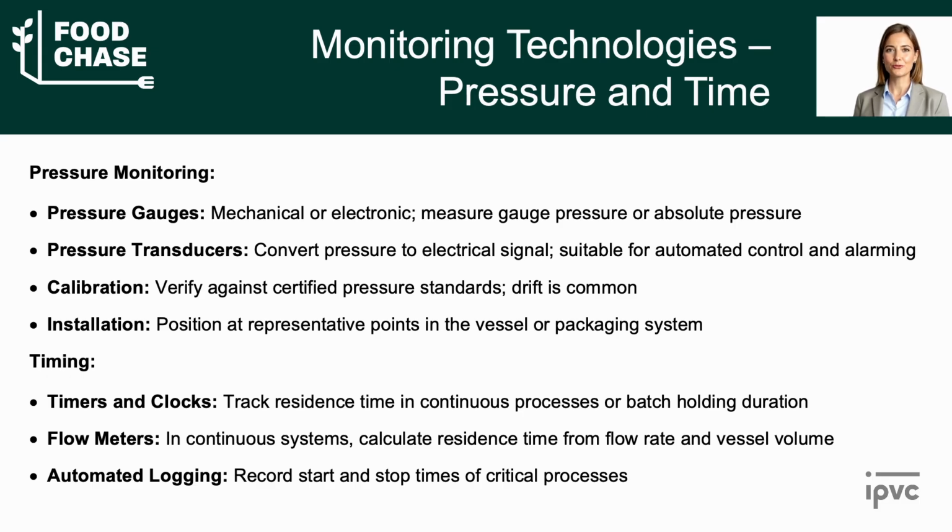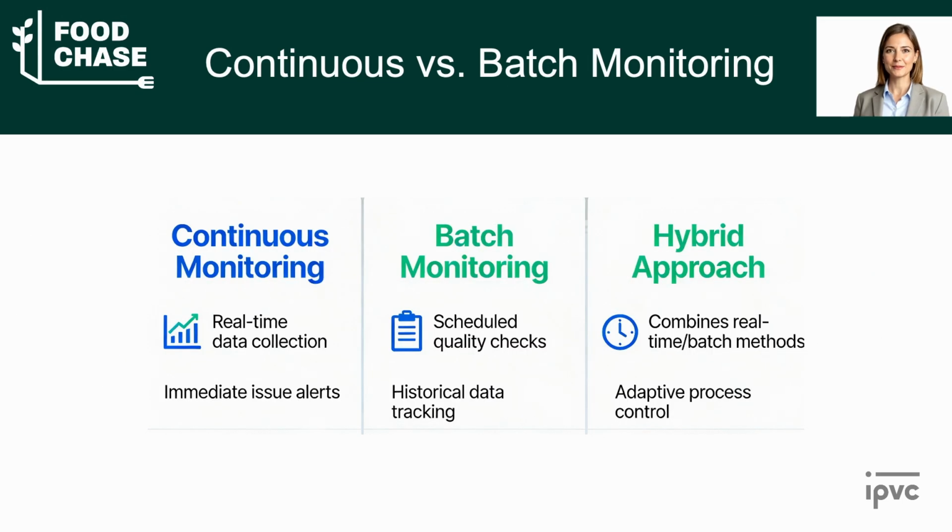In a batch process, we might manually start and stop a timer. In a continuous process, we calculate residence time by dividing the vessel volume by the flow rate. If a pipe holds 100 liters and product flows through at 100 liters per minute, the residence time is 60 seconds. Modern systems log all of these data points automatically, creating a record that can be analyzed for trends and reviewed during regulatory audits.